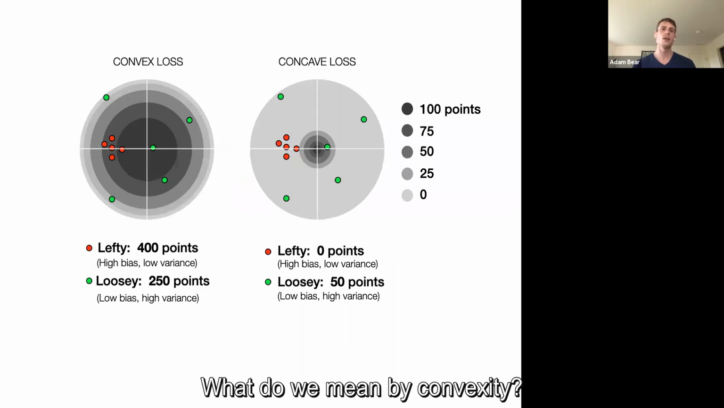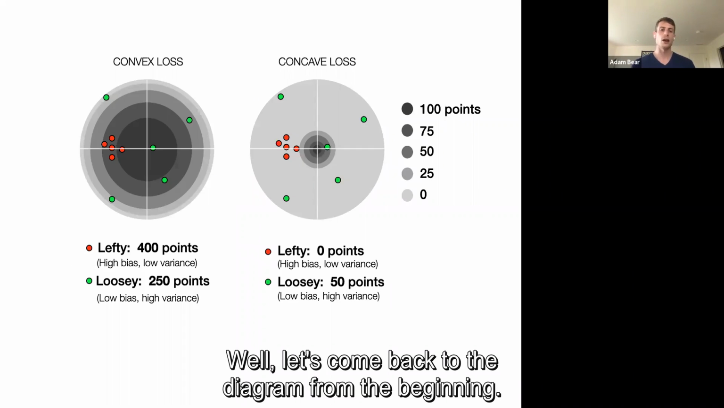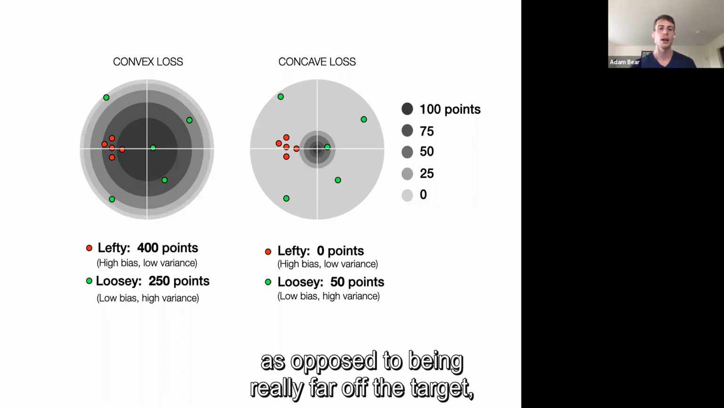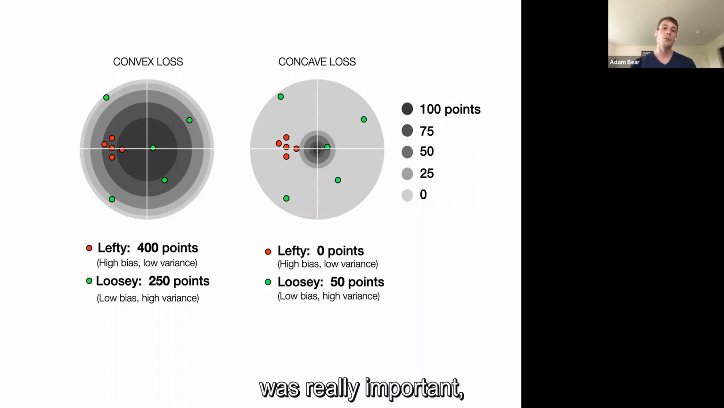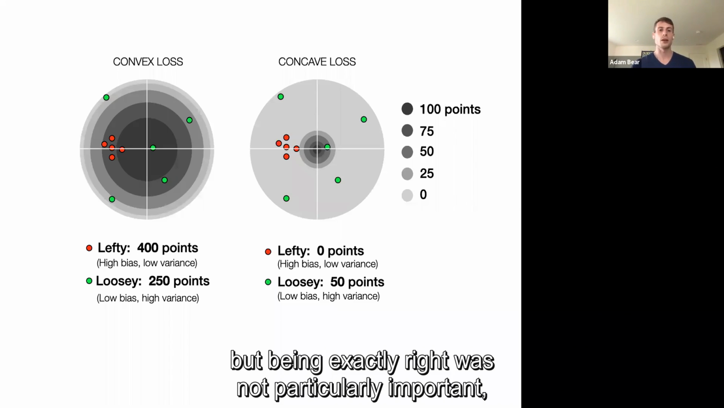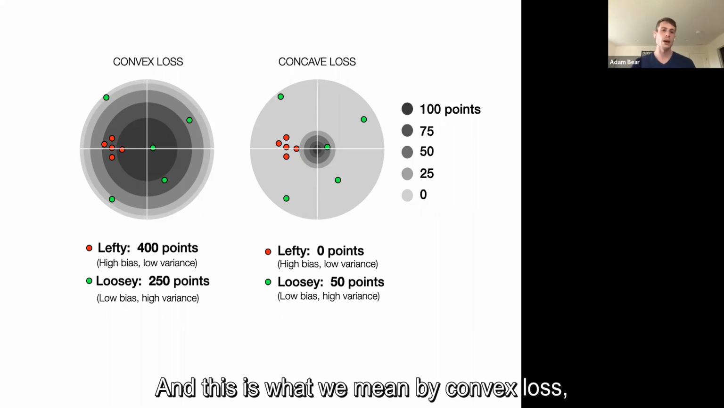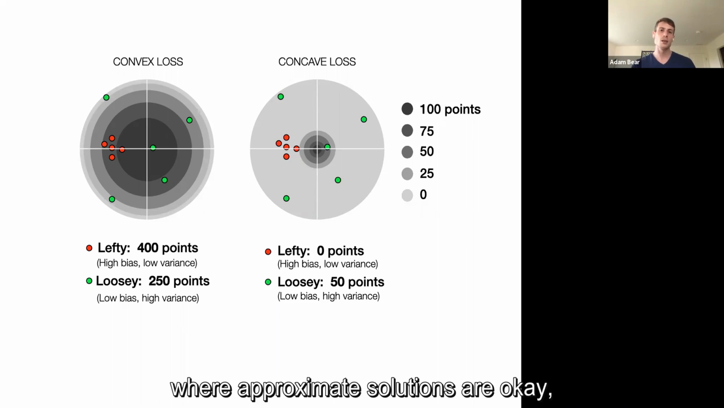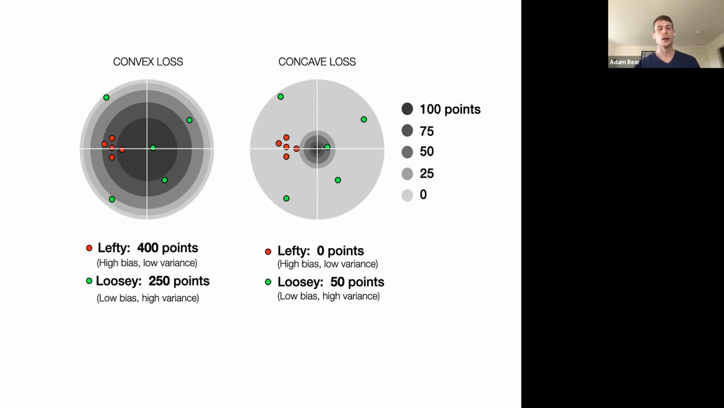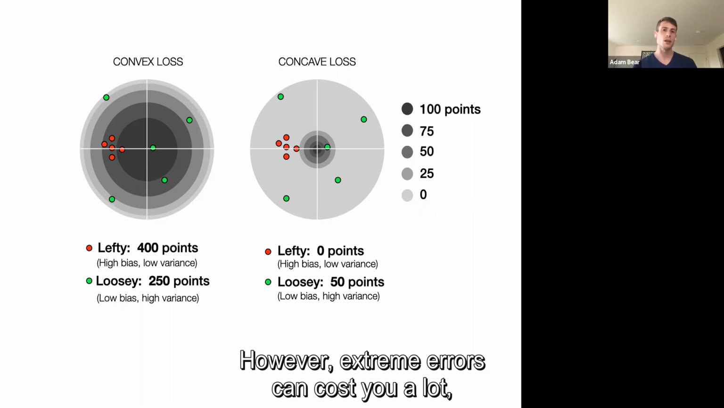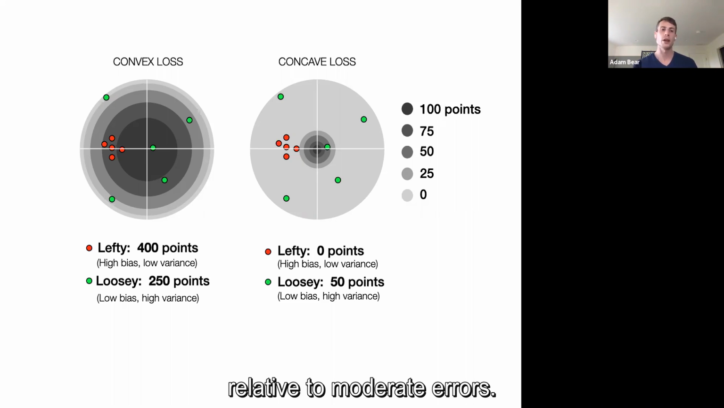What do we mean by convexity? Well, let's come back to the diagram from the beginning. So in round one, it seemed like being relatively close to the target as opposed to being really far off the target was really important. But being exactly right was not particularly important relative to being a little bit off, right? And this is what we mean by convex loss, where approximate solutions are okay if you're in the neighborhood of the right answer. However, extreme errors can cost you a lot relative to moderate errors.